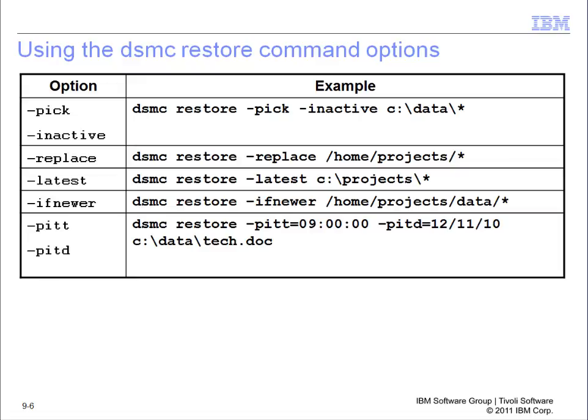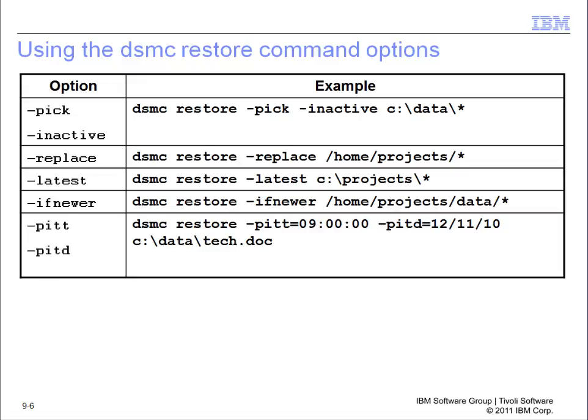When you're doing your DSMC restore command, -pick will give you a list of all backup objects. So this is a lot like in the GUI when you have the center pane where you'd select the files. -pick will give you a list. By specifying -inactive, it's going to show active and inactive. If you don't specify -inactive, you'll only see the active. Some of our other options, -replace. This means it's going to replace the existing file with the backup copy.